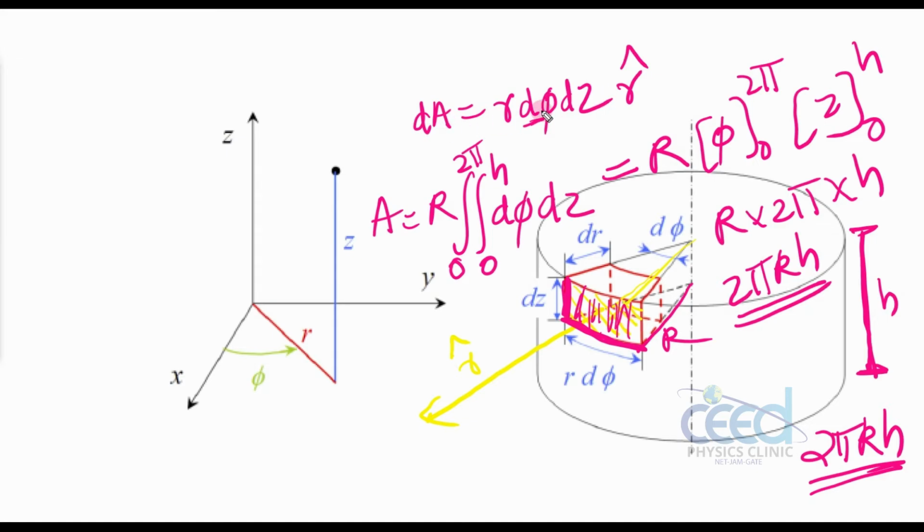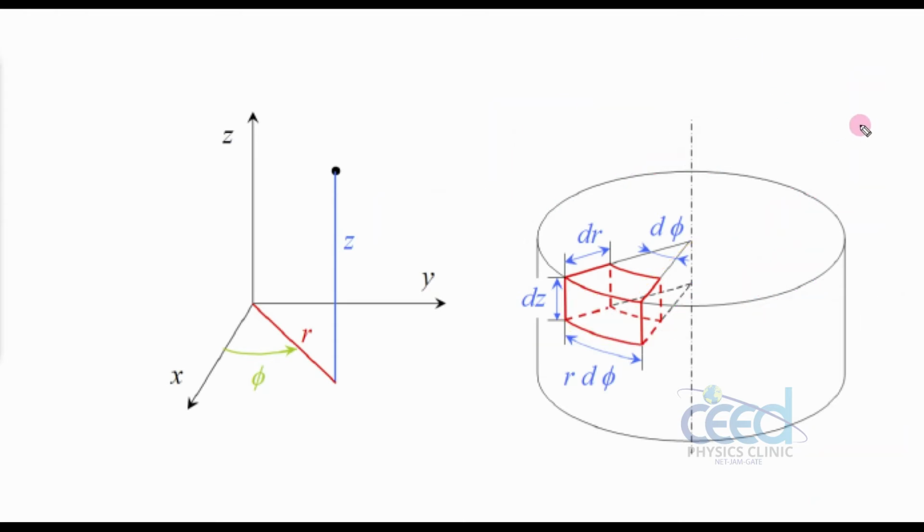Now let us check how the volume element can be represented. So let us go to this. What is volume? Volume is equal to length into breadth into height. So this is our length, that is r d phi, and this is our height, that is dz, and this is our breadth, that is dr. So the volume element we can represent as r d phi dz dr.